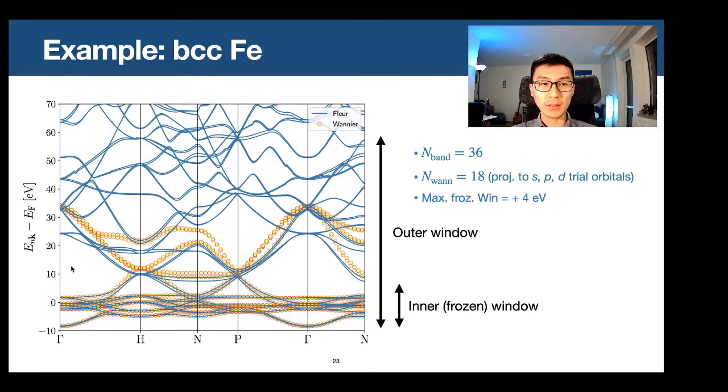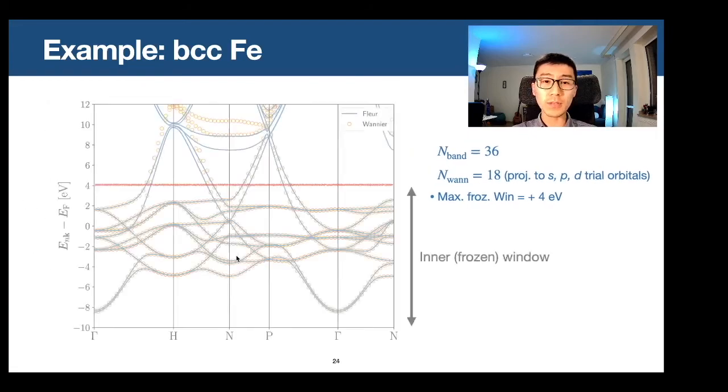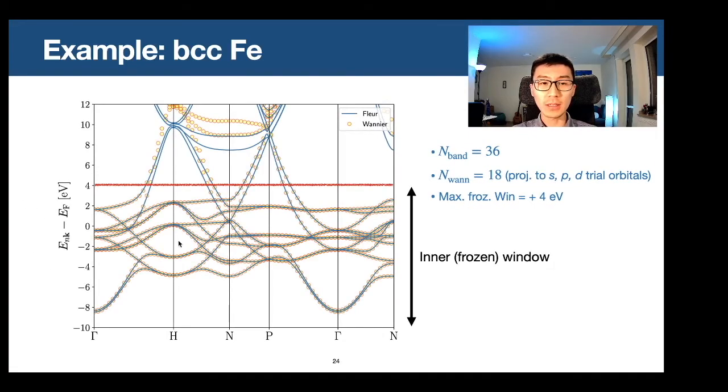But it is okay because we don't have to calculate anything that is far above the energy. Again, if you look closely, the interpolation is really nice up to the frozen window. So we are guaranteed that if we calculate some physical properties up to this frozen window, what we get is actually quite reliable.